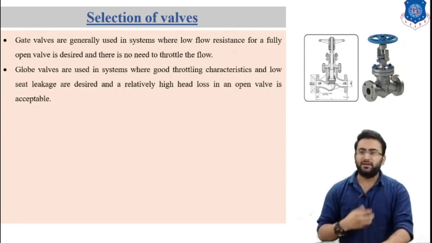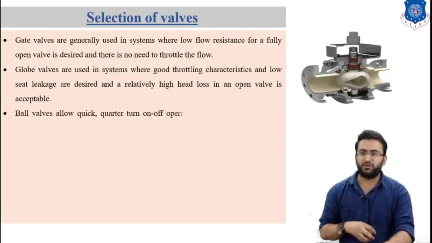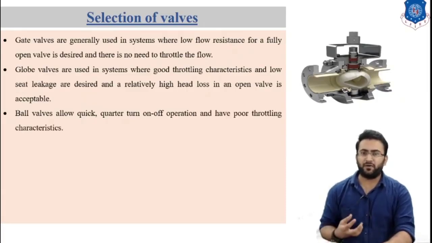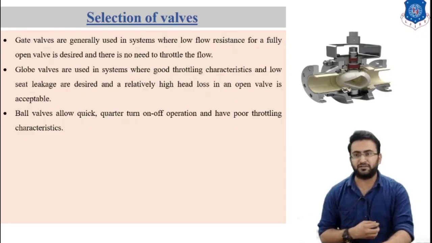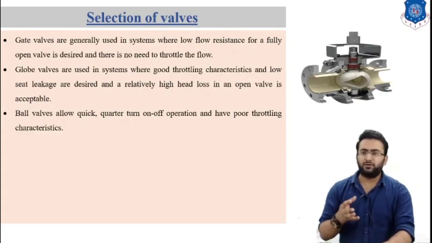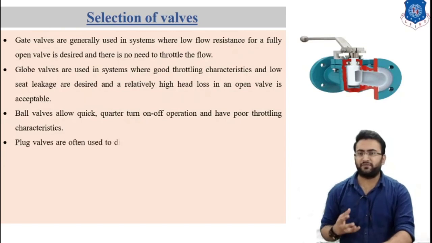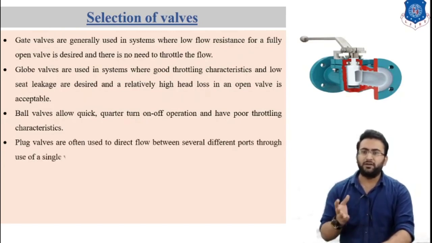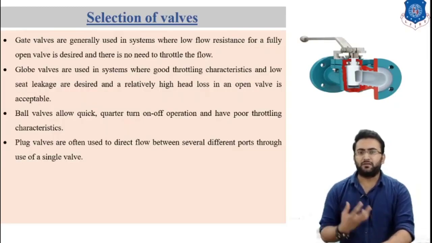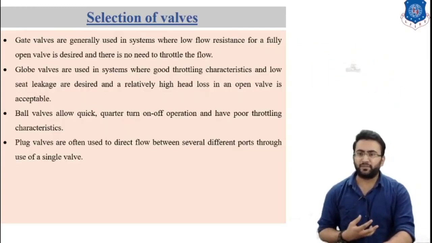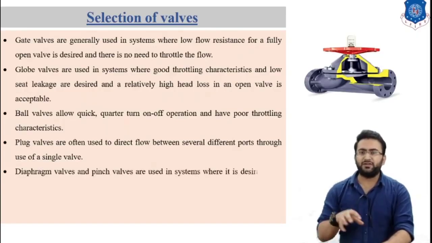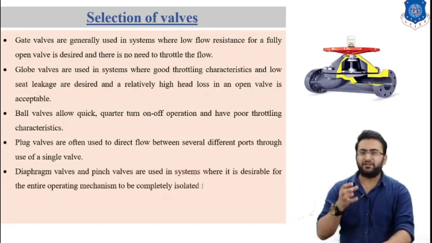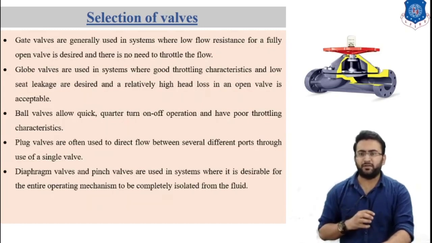Now let's talk about the next type of valve, which is the ball valve. Ball valves are mostly used for quick-action on-off operation and have poor throttling characteristics, so they are not used for throttling. Now let's talk about the next type of valve, which is the plug valve. Plug valves are used to direct the flow between several different ports through use of a single valve. Diaphragm valves and pinch valves are generally used in systems where it is desirable for the entire operating mechanism to be completely isolated from the fluid. So diaphragm valves or pinch valves are mostly used for the transportation of corrosive material.